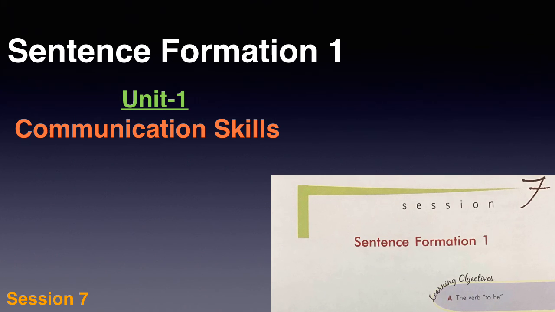In session number 7, we will learn sentence formation. We are having 4 different chapters or 4 different sessions of sentence formation. This is the first one. Let's start with it.